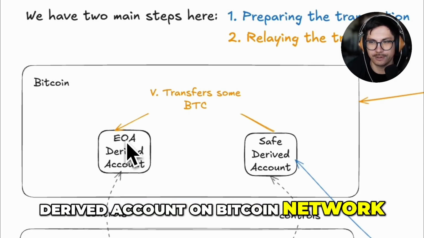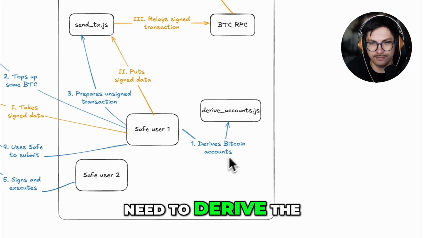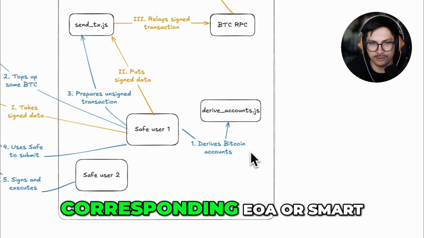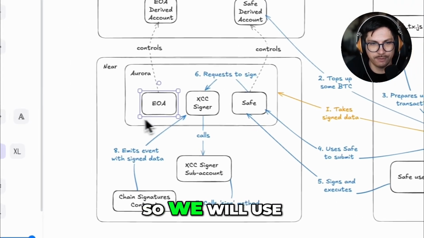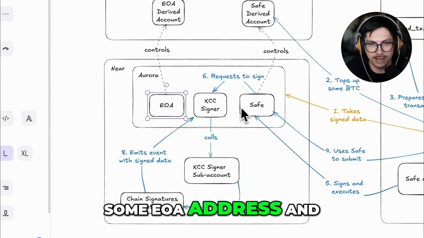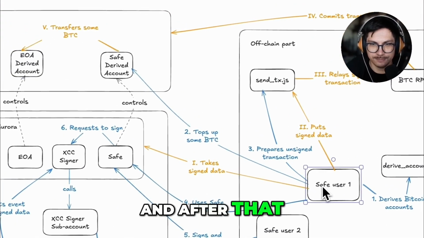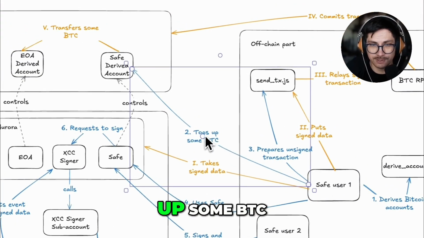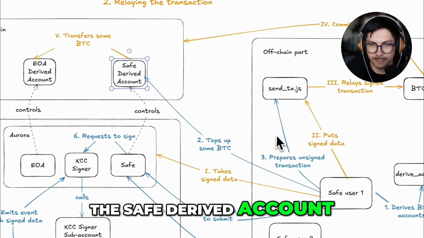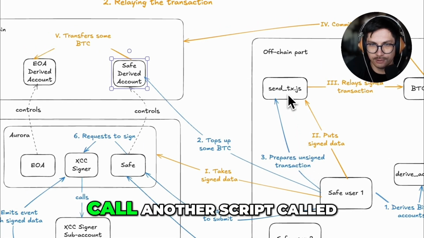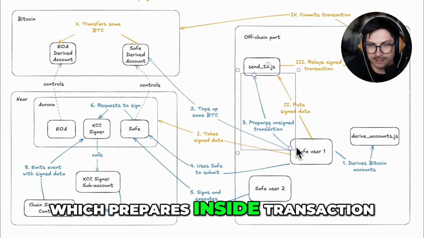He wants to transfer some BTC from the Safe's derived account to some EOA's derived account on the Bitcoin network. So first of all, this Safe user will need to derive the Bitcoin accounts of the corresponding EOAs or smart contracts on Aurora. So we will use some EOA address and the Safe address here. And after that, we need to top up some BTC to the Safe derived account and call another script called sendTransaction.js, which prepares and signs the transaction.